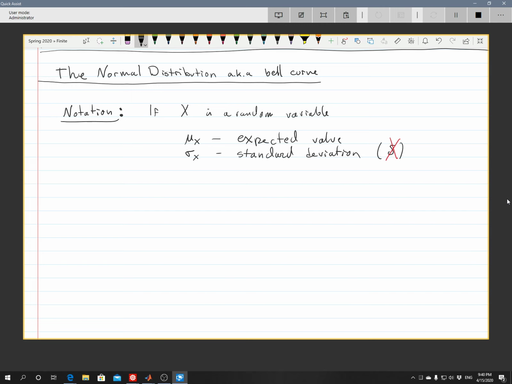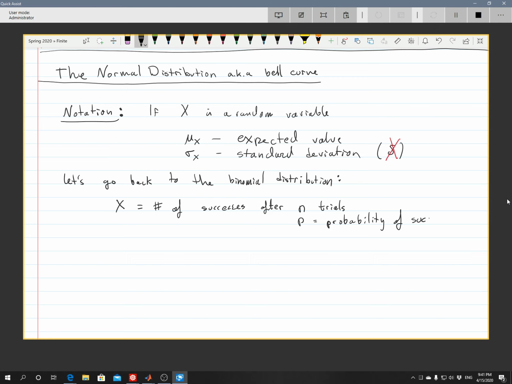The other thing I wanted to talk about is I wanted to go back to the binomial distribution. So what is this? We did this a little while ago. So x is the number of successes after n trials, right? Where we have the probability p equals probability of success of each trial. So we have a formula for this.